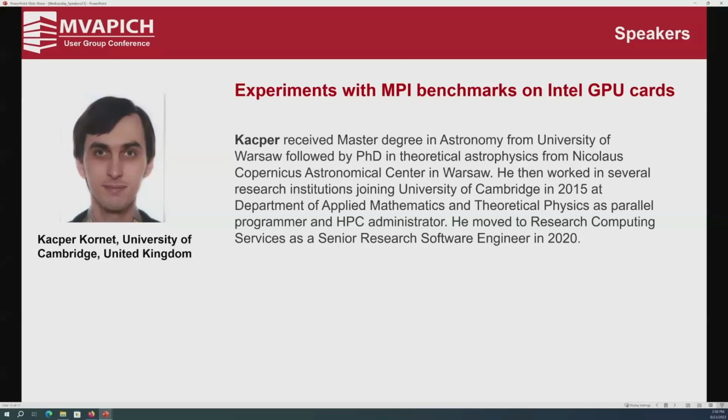He received his master's degree in astronomy from University of Warsaw, followed by PhD in theoretical astrophysics from Nicolaus Copernicus Astronomical Center in Warsaw. He then worked in several research institutions, joining University of Cambridge in 2015, the Department of Applied Mathematics and Theoretical Physics as parallel programmer and HPC administrator. He moved to Research Computing Services as a senior research software engineer in 2020.